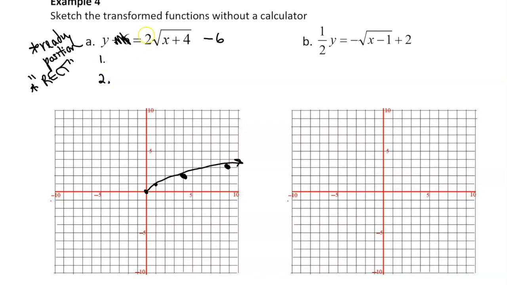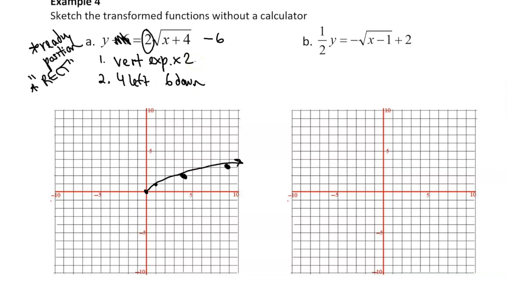So I would say here, this 2 is in front of our function. It's to the left of the square root, and so it's affecting some sort of vertical expansion or compression. And we know that if we have a 2 there, then that would be a vertical expansion by a factor of 2. We're also going 4 units to the left and 6 units down.